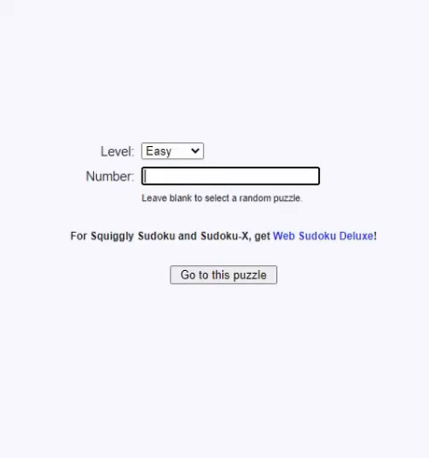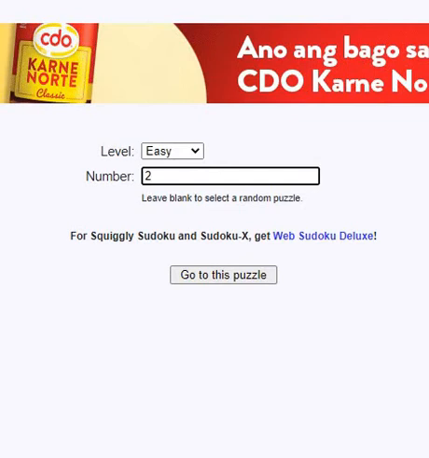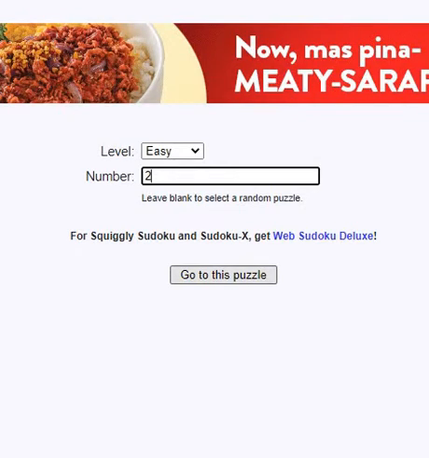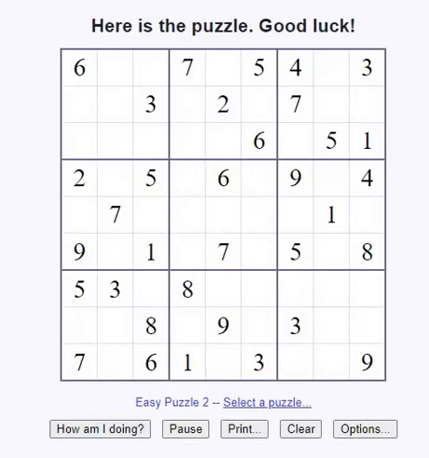Let's choose an easy one first. Let's do easy number 2. Okay, so here's the puzzle.